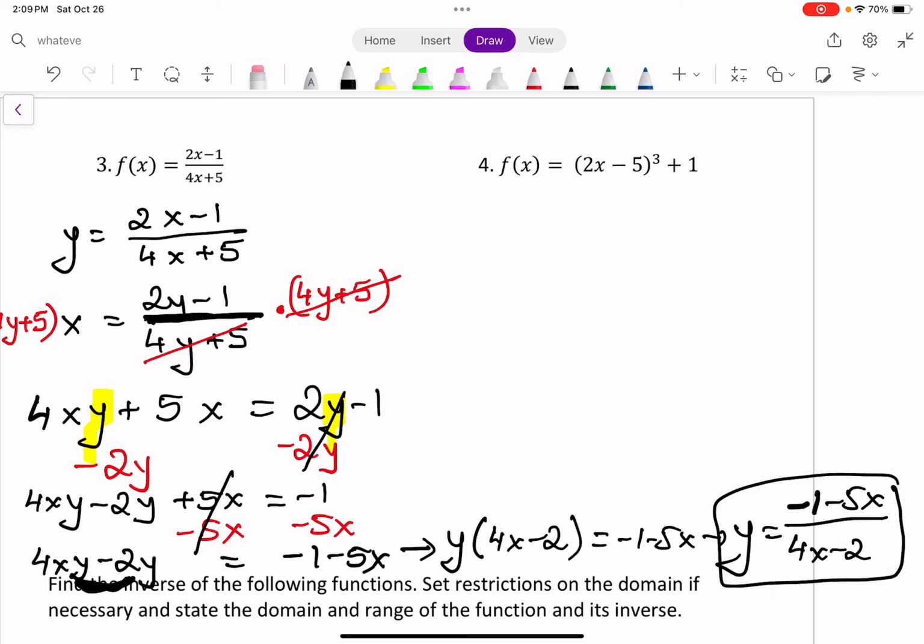So this one's tricky. I wouldn't put it on a test for you. I didn't even put it in the homework. But I did want to show you.